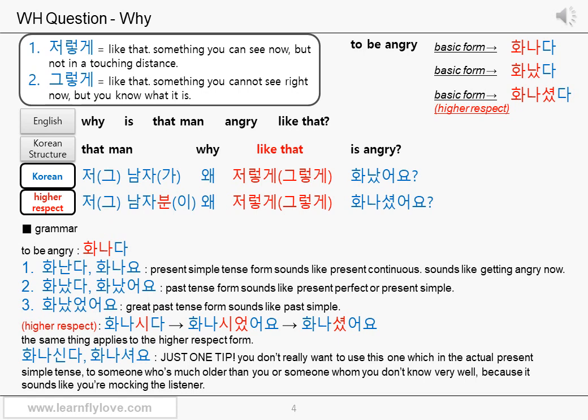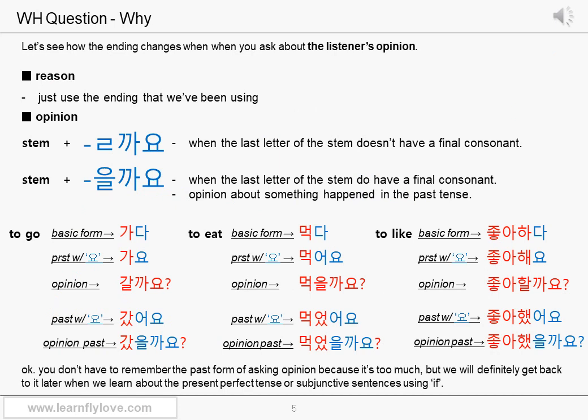Okay? Very good. Let's learn how ending changes when we ask about the listener's opinion. It's gonna be very useful. This is not something that applies only to the question using why. It can apply any question form. It's not that difficult. Just you're gonna learn one more ending and you can apply that ending to any verb we've learned. Since we've been learning the interrogative adverb why so far, let's talk about this relating to why.